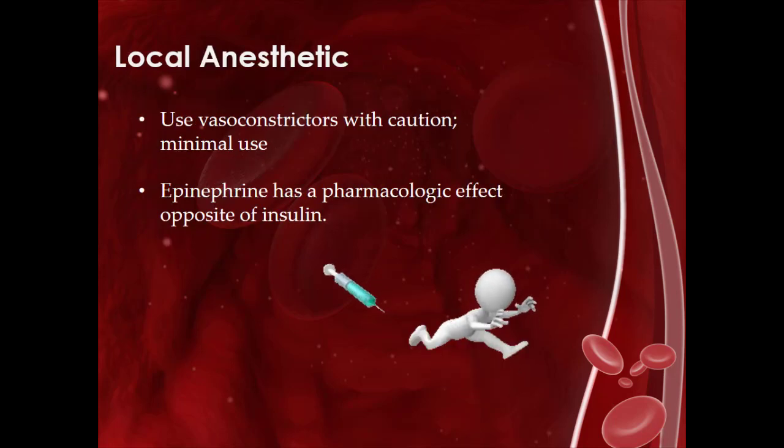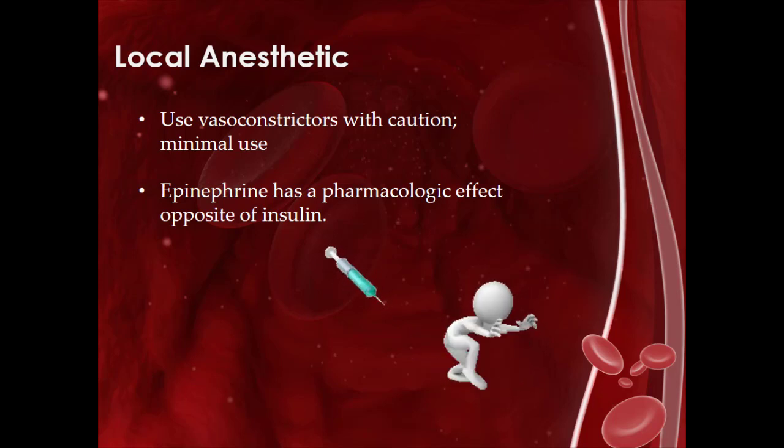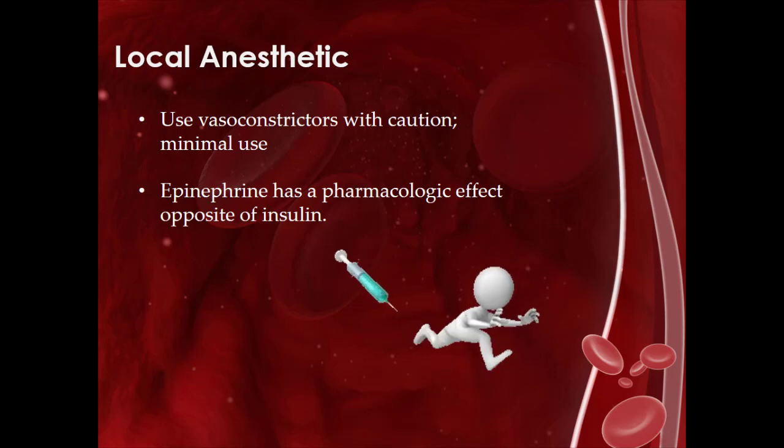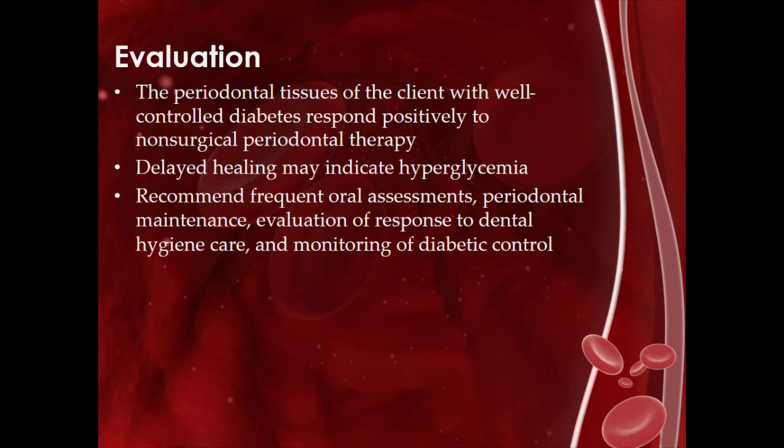Local anesthetic. So we want to use our vasoconstrictors with caution. Epinephrine has an effect opposite of insulin and can actually raise a patient's glucose level. So it's important with our patients who have had SRP to make sure they come in for a follow-up visit so we can check to make sure they are healing properly.